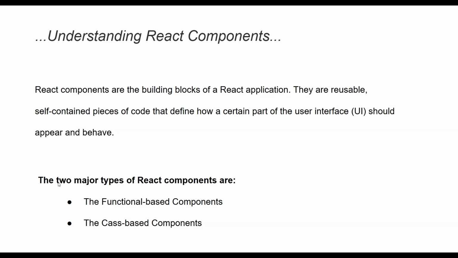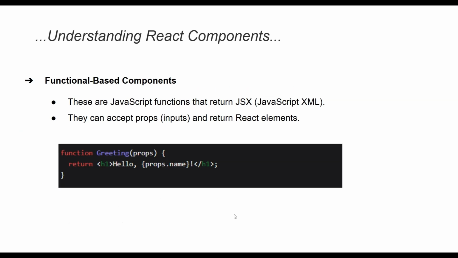So in React, there are two major types of components. They are functional-based components and class-based components. This one here is an example of a functional-based component. These are JavaScript functions that return JSX, which we've seen in the past, right? They can also accept props, which is input, and return React elements.